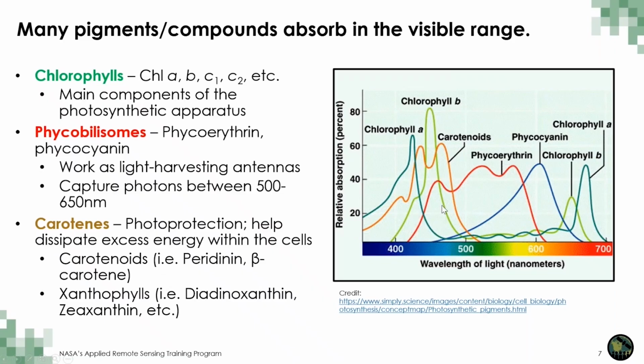So you see here in the graph where most of these pigments typically absorb in the visible range, and this is going to be key eventually for translating this information into the hyperspectral data when it's collected by different sensors.